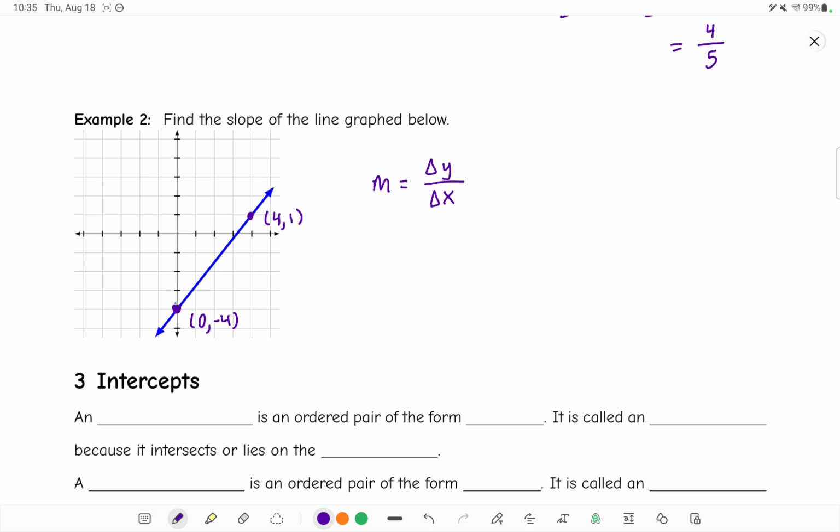So first you go up or down. In other words, you go vertical. So I went up 1, 2, 3, 4, 5 units, and I went over 4 units. So then our slope here is 5 over 4. Just keep in mind, if you go down or left, the numbers would have to be negative.